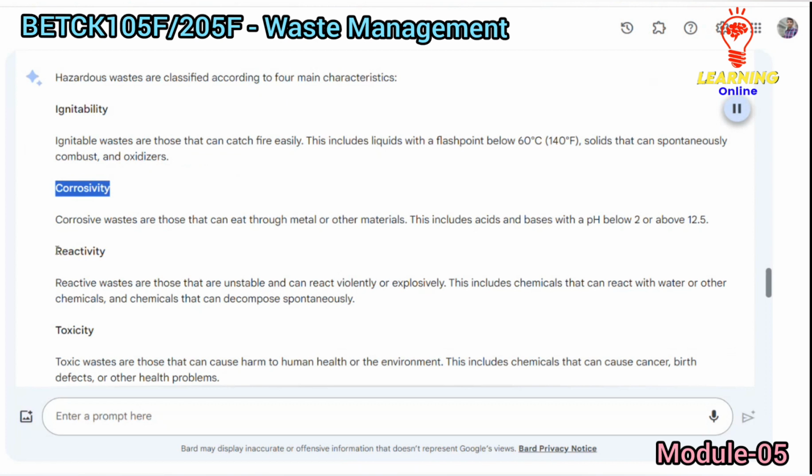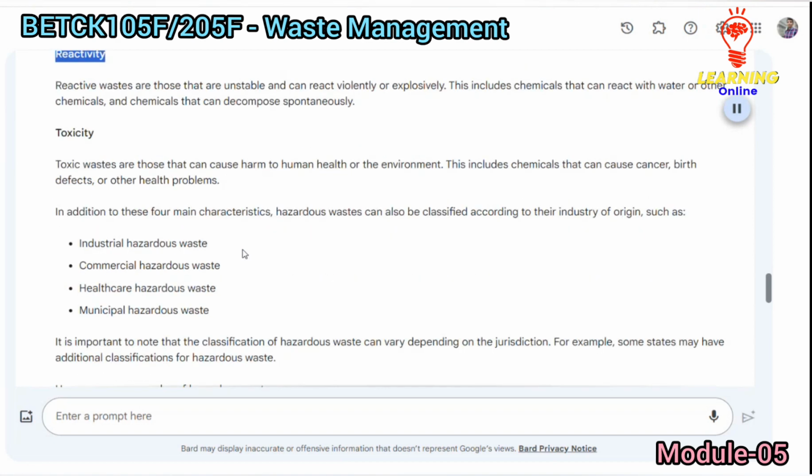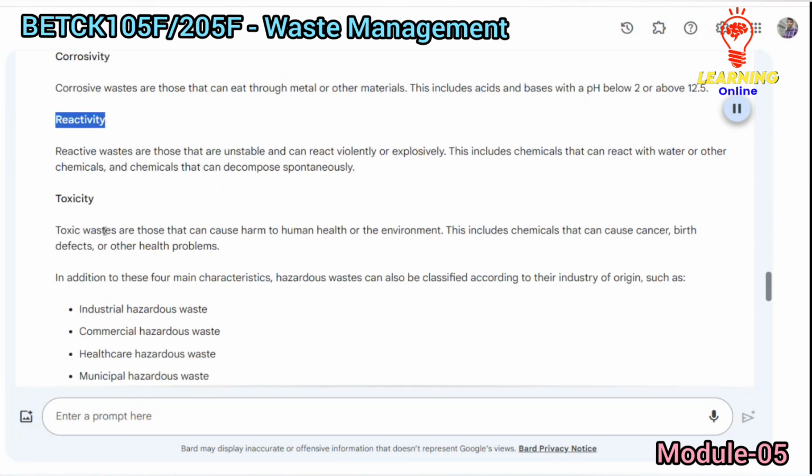This includes acids and bases with a pH below 2 or above 12.5. Reactivity. Reactive wastes are those that are unstable and can react violently or explosively. This includes chemicals that can react with water or other chemicals, and chemicals that can decompose spontaneously.